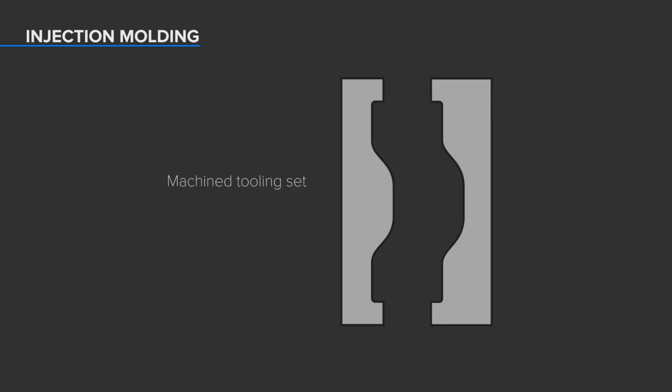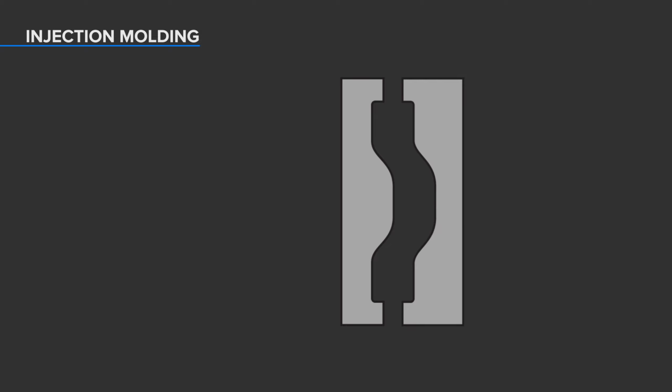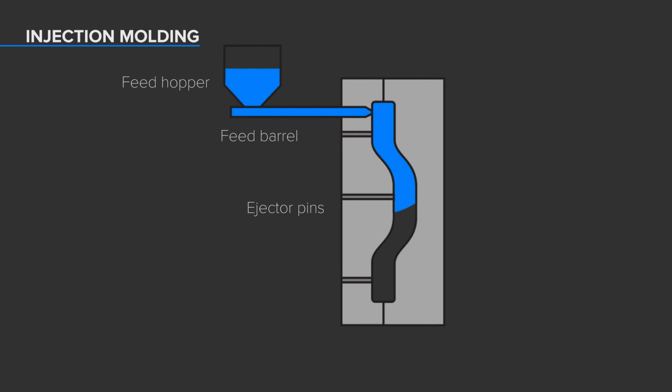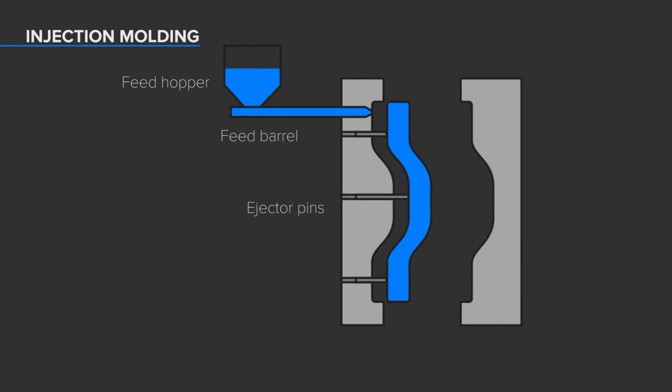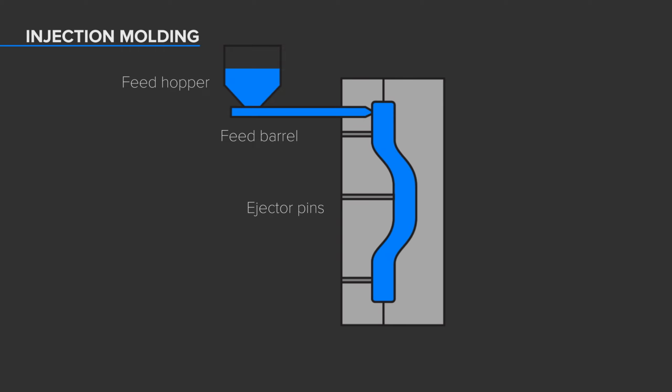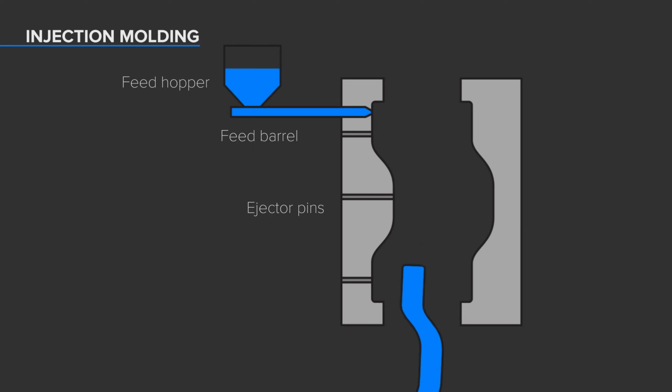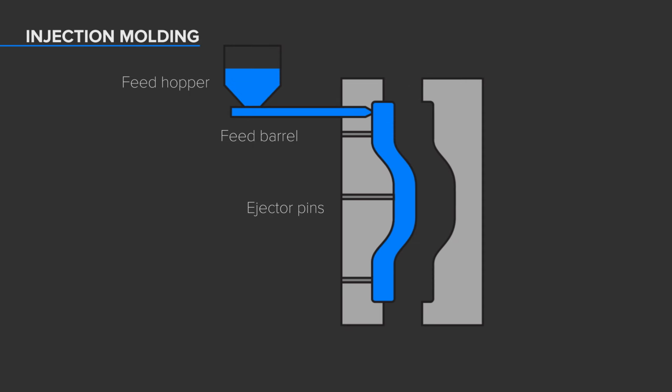A cavity is machined out of metal to create a mold called the tooling. This mold set comes together and is injected with heated plastic under a huge amount of pressure, filling the mold. The mold separates, ejector pins fire, and the part is released, then the process repeats. This process is very efficient at creating a large quantity of high-quality and identical parts.